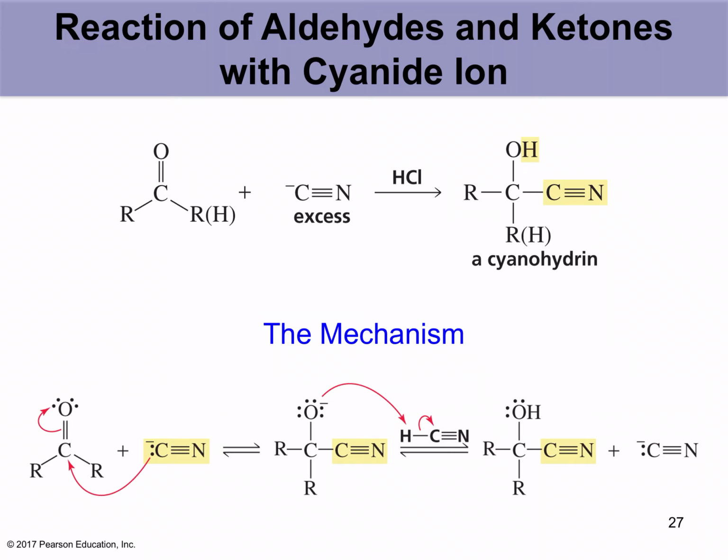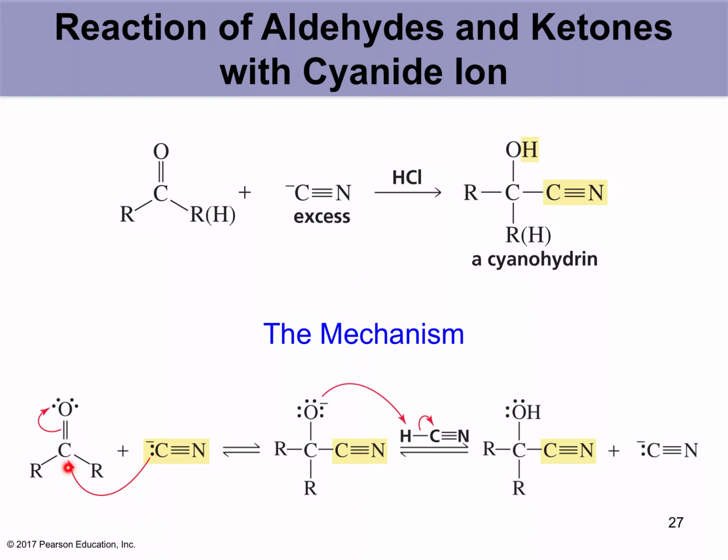Reaction of aldehydes and ketones with cyanide ion. Similar to the previous one, instead of an acetylide ion, now we have a cyanide ion that can act as a nucleophile. It attacks the carbonyl carbon and forms the cyanohydrin. Okay, you know what to expect. And then oxygen grabs the hydrogen, giving the cyanohydrin. And here's the mechanism.